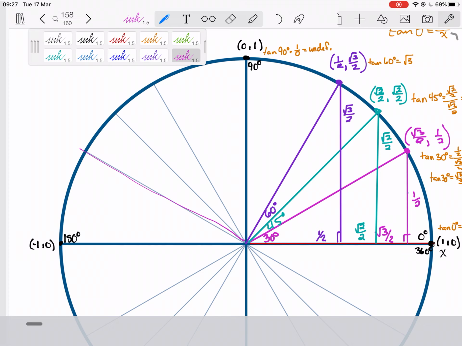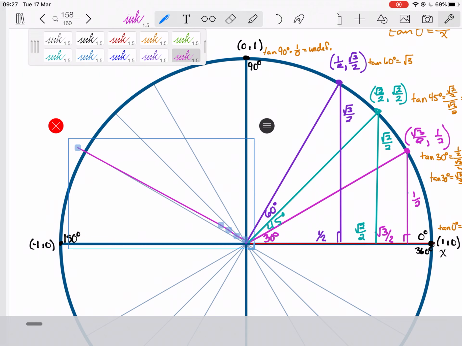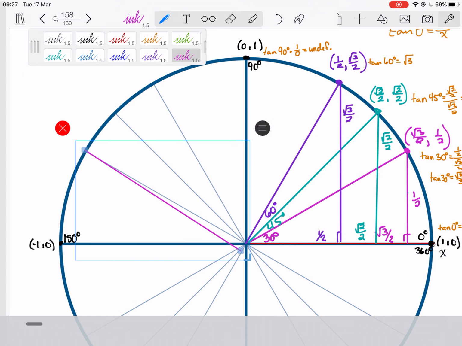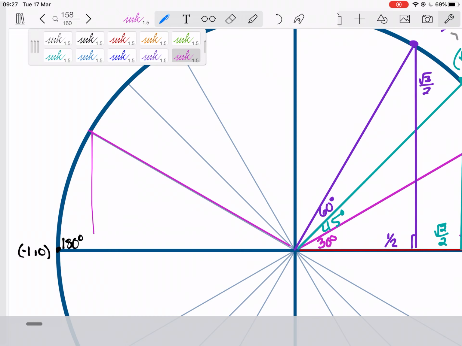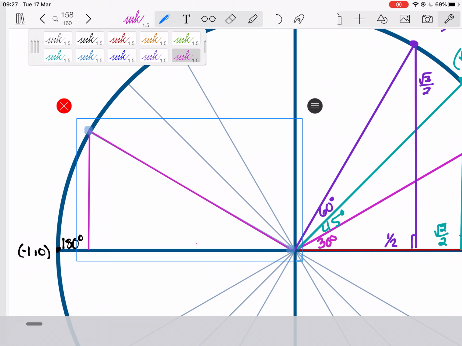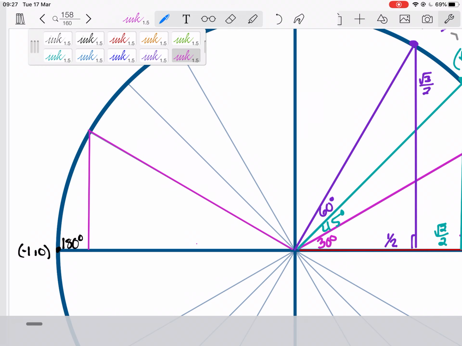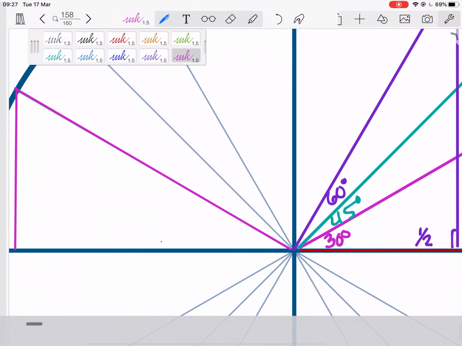So for this angle here, if I drop down to the nearest x-axis, then I'm going to be looking at a 30-degree angle, or 30-degree reference angle, to be more specific. So if I have a 30-degree reference angle over here, that means I would have gone 150 degrees.